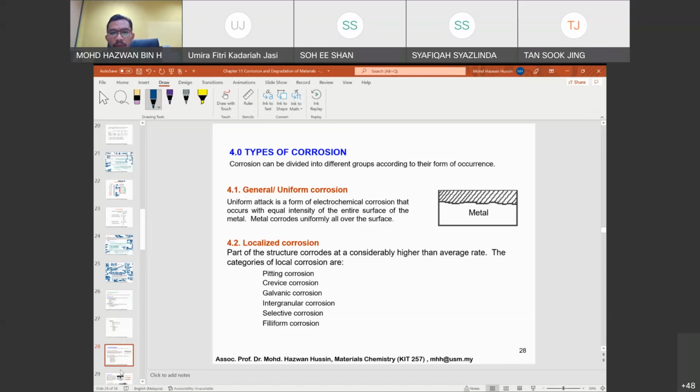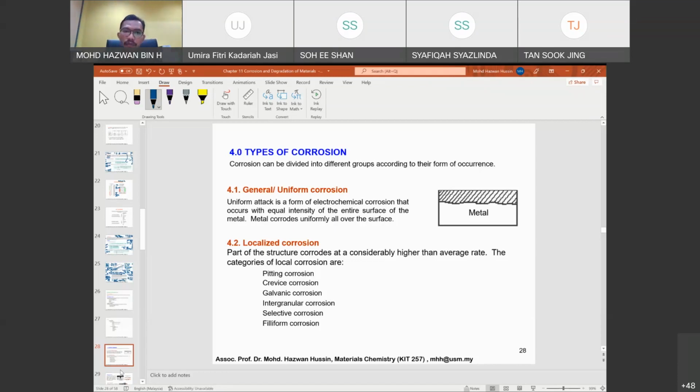Second one, we have localized corrosion. For localized corrosion, the corrosion occurs at one specific site. Part of the structure corrodes at a considerably higher than average rate. It can also be categorized into different types. For localized corrosion, you can have pitting corrosion, crevice corrosion, galvanic corrosion, intergranular, selective, and also filiform.